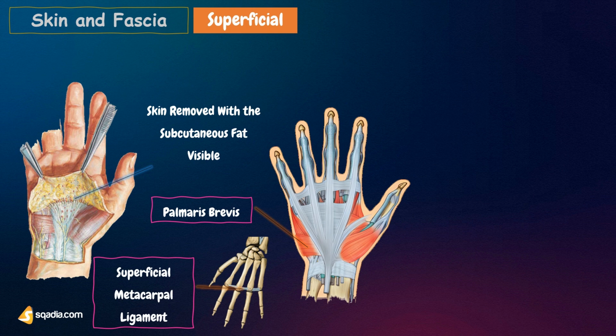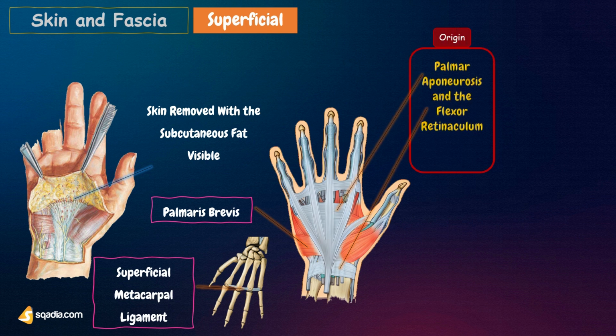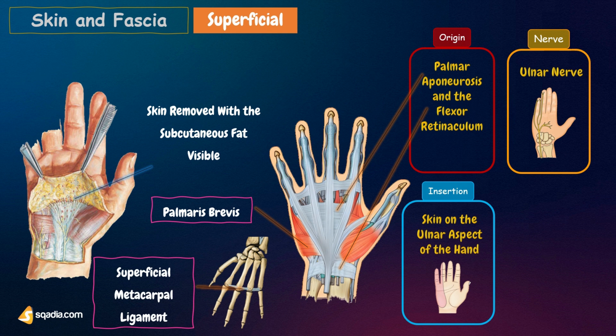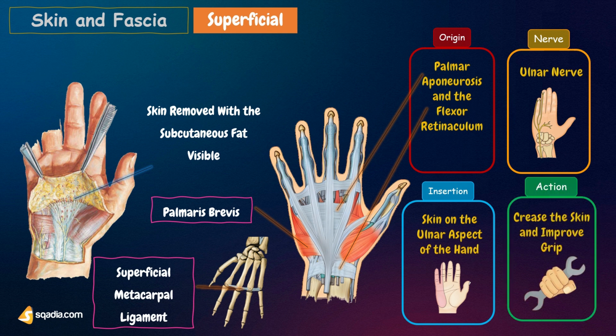The superficial metacarpal ligament, which stretches across the roots of the fingers over the digital vessels and nerves, is a part of this fascia. If we look at the palmaris brevis, it is a small thin muscle found superficially in the subcutaneous tissue of the hypothenar eminence. It is an intrinsic muscle of the hand, as it originates from the palmar aponeurosis and flexor retinaculum. It attaches to the dermis of the skin on the medial margin of the hand. Hence, it is considered to be part of the superficial fascia. As for its actions, it wrinkles the skin of the hypothenar eminence and deepens the curvature of the hand, improving grip.